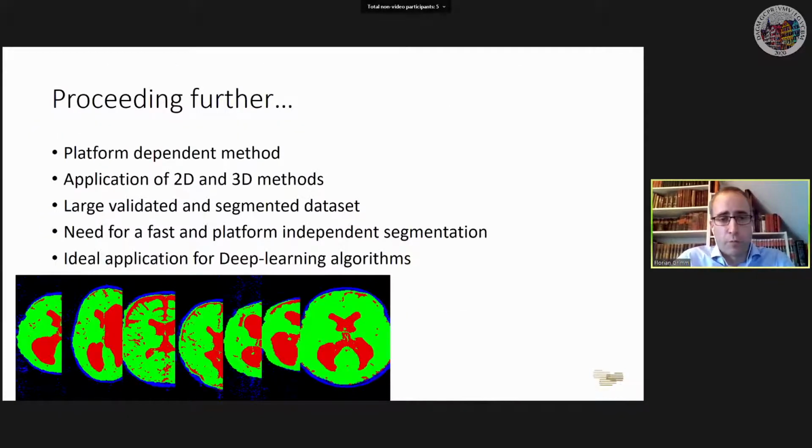So with the proposed method, we have a certain platform dependency on the FSL toolbox. We have established both a valid 3D and 2D technique, and a large data set of segmented data is now available. To generate fast results, we saw an ideal application for deep learning algorithms.